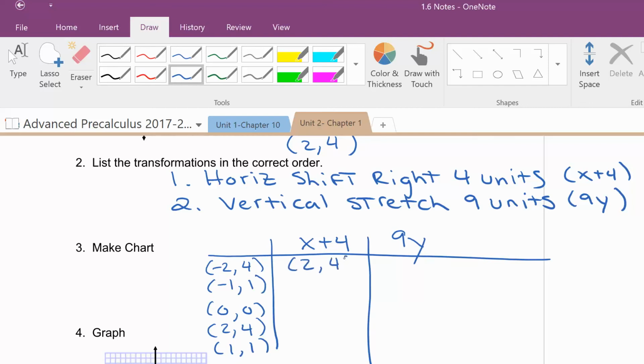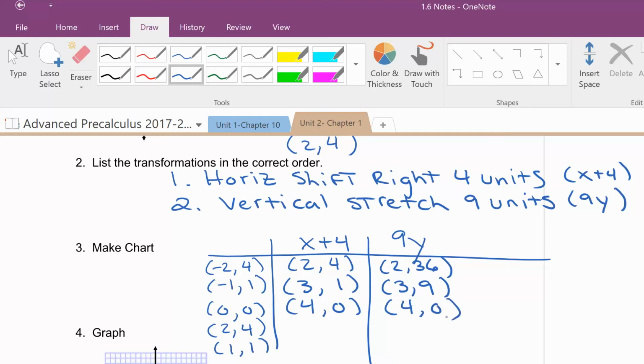So I have 2, 4, and then 2, 36. I have 3, 1, and 3, 9. I have 4, 0, and then still 4, 0. I have 6, 4, and then 9 times 4 is 36. And then I have 5, 1, 5, 9.